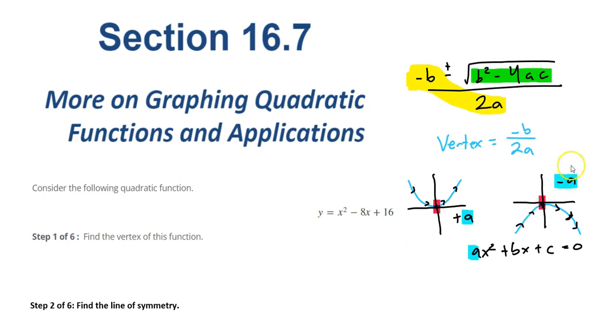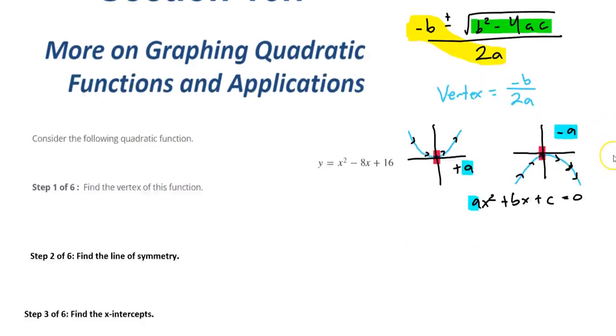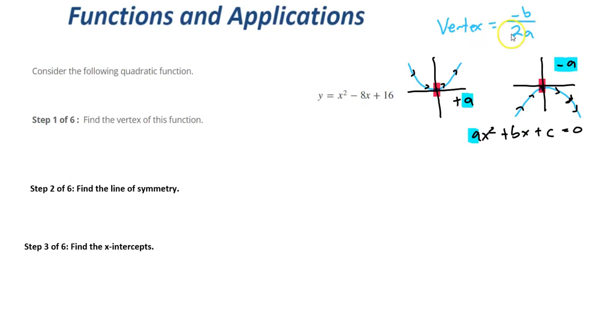So, looking at this, let's look at our vertex and let's look at our formula here. And let's just find the vertex. Right now, we don't know what the graph looks like. Looking at it, though, knowing that this a value is just a 1 and it's positive, I can make a conjecture and say that I'm going to have a parabola that's going to look like a U. Okay, but what's my b value? Well, let's plug everything in.